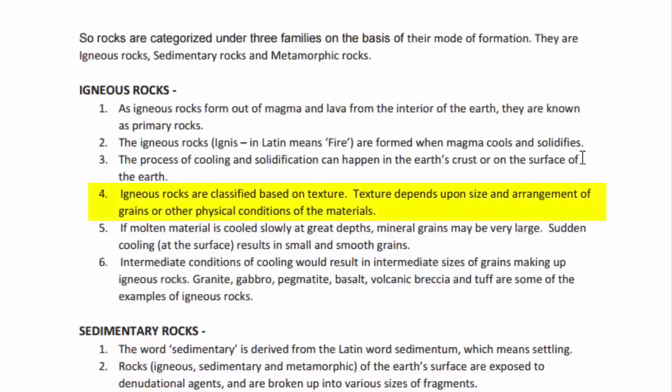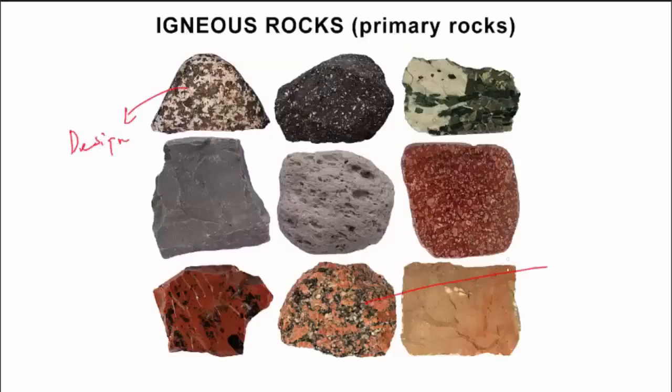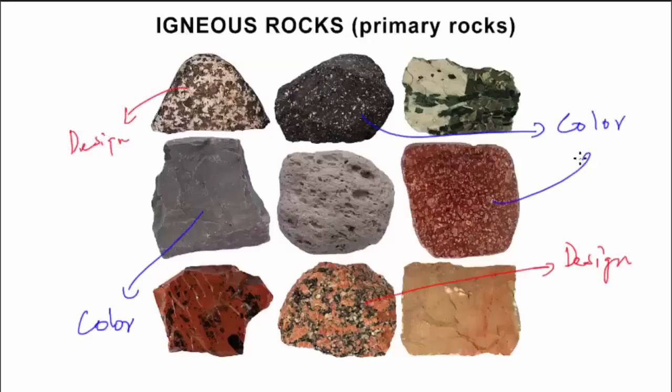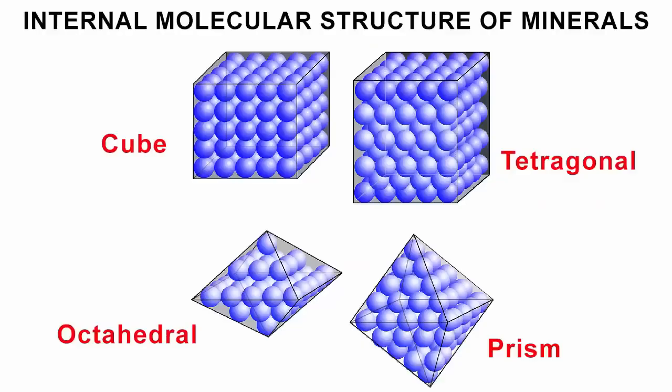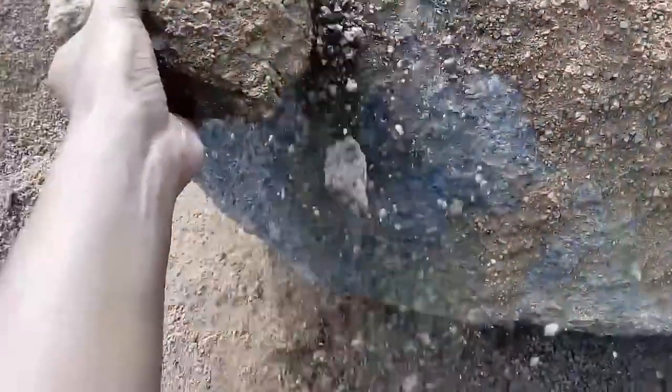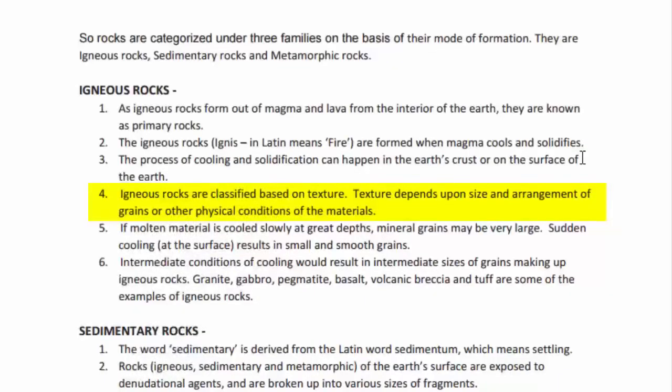Igneous rocks are classified based on texture. When we say texture, we mean something like this. Look at the color as well as design pattern. And this texture depends upon size and arrangement of grains or other physical conditions of the materials. So if you remember while reading about physical properties of minerals, there we read that the external shape depends upon the molecular arrangement of crystals within. So rocks are these tiny soil debris packed together, and depending upon these debris, the color of the grains, overall external look will be dependent on it.